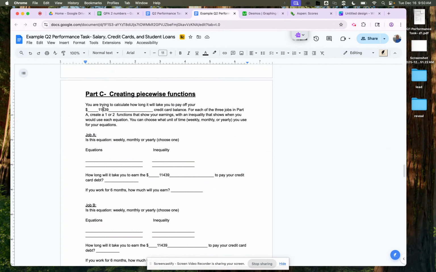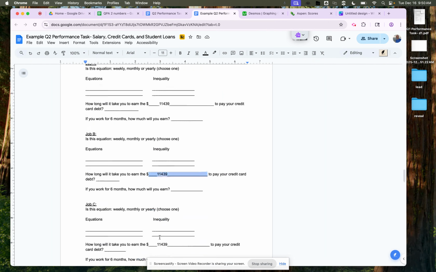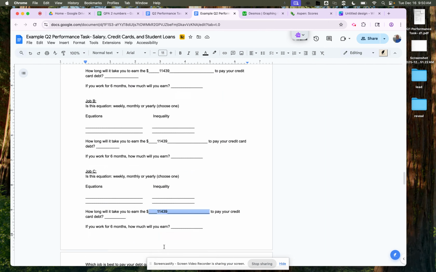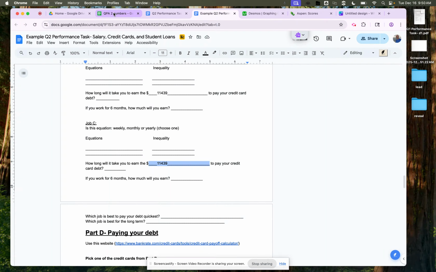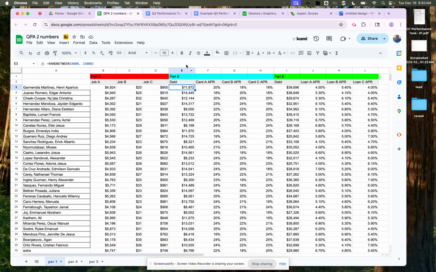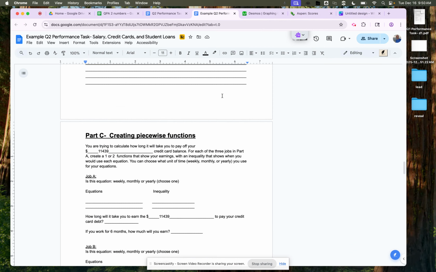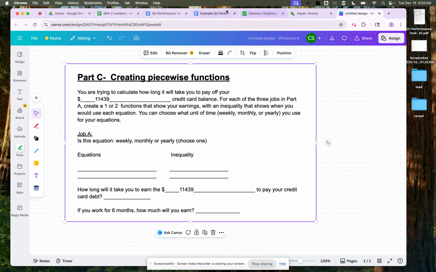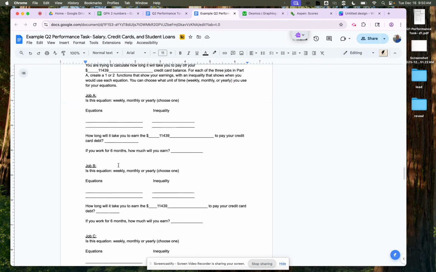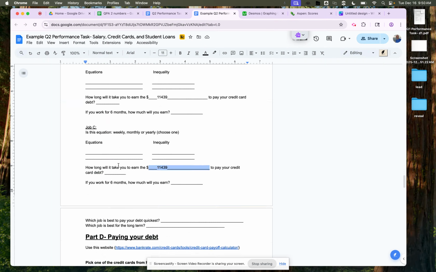So make sure this number, this number, this number, this number should be all the same number, whatever you were assigned in Part B debt. All right, so I'm going to run through just job A. And you're going to do the same thing for job B and job C.